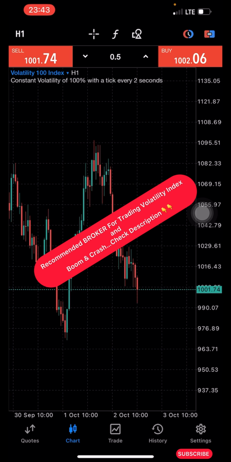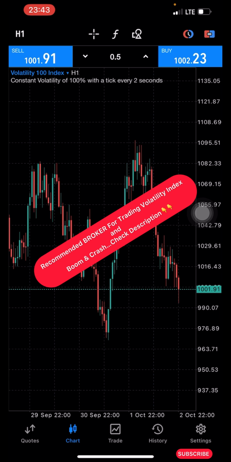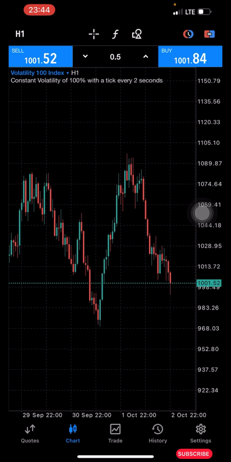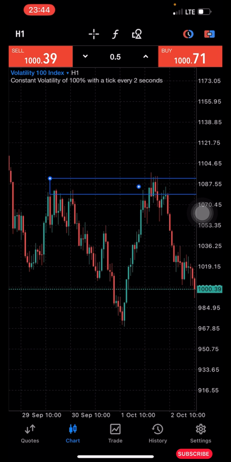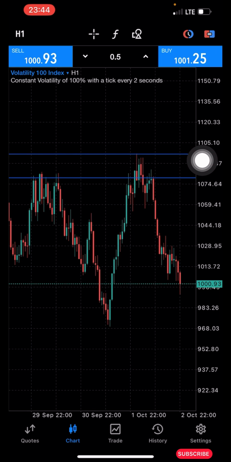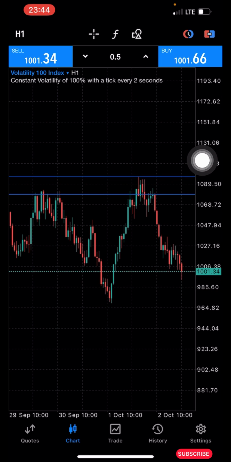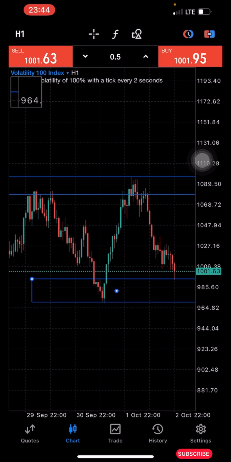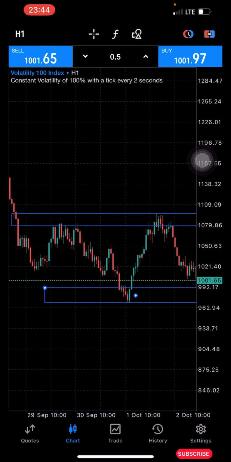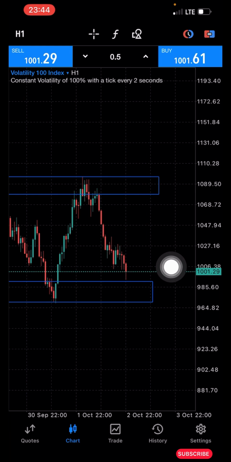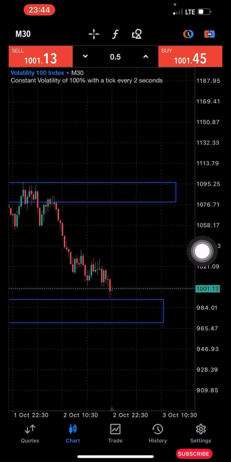So this analysis is going to be based on just support and resistance, so that you can understand what I'm saying more easily. As you can see, I can spot a resistance here. There is a supply zone here, and there is also a support here, a demand zone. So as you can see, the market is heading towards this direction right now. So I'll be stepping down to the 30-minute time frame.